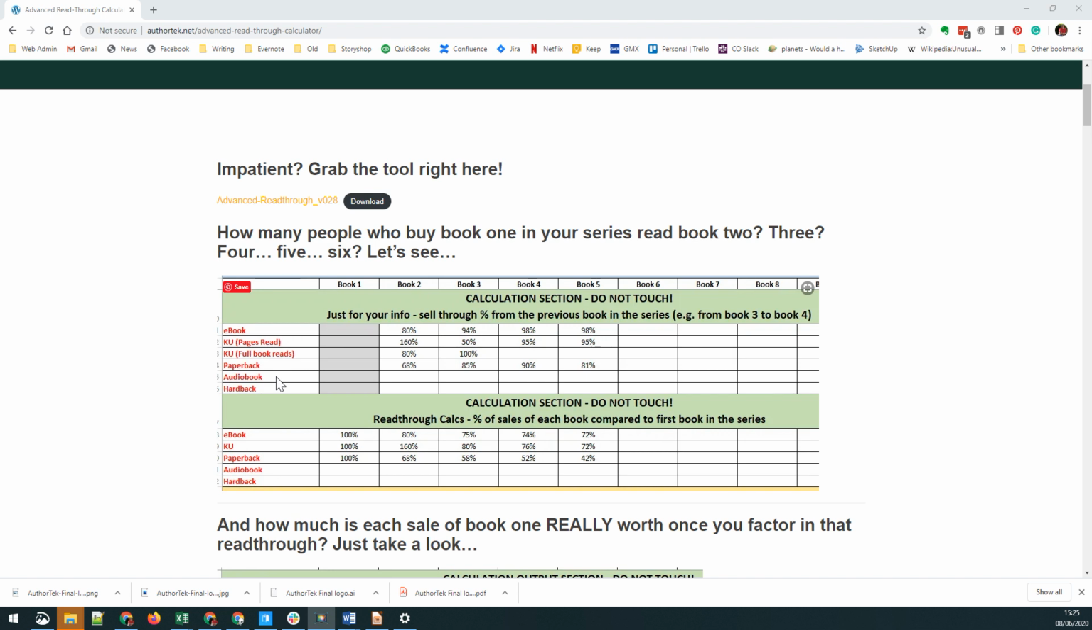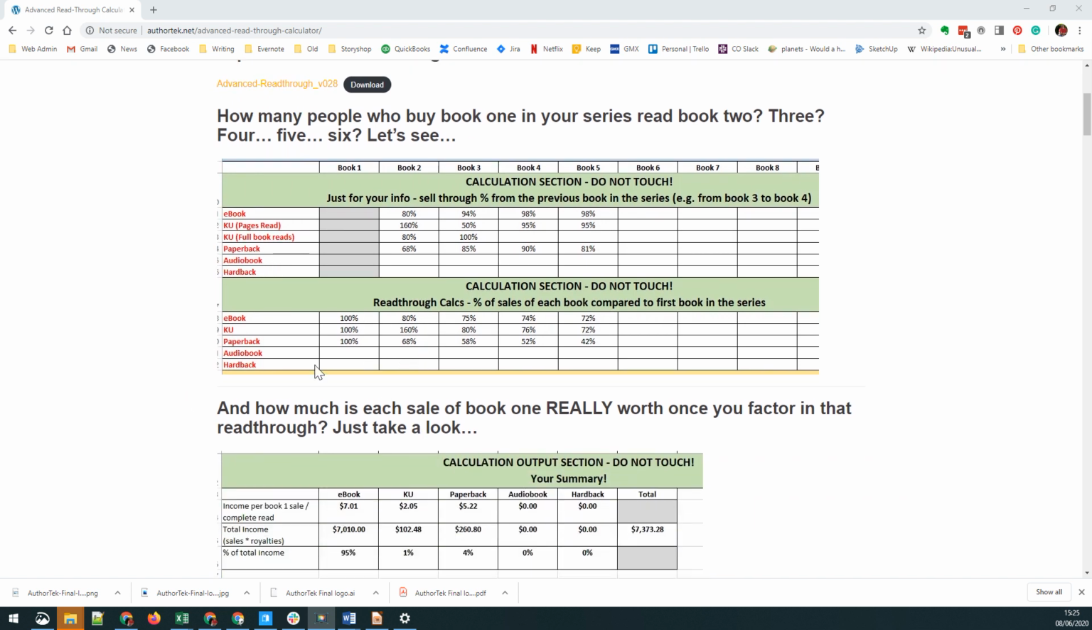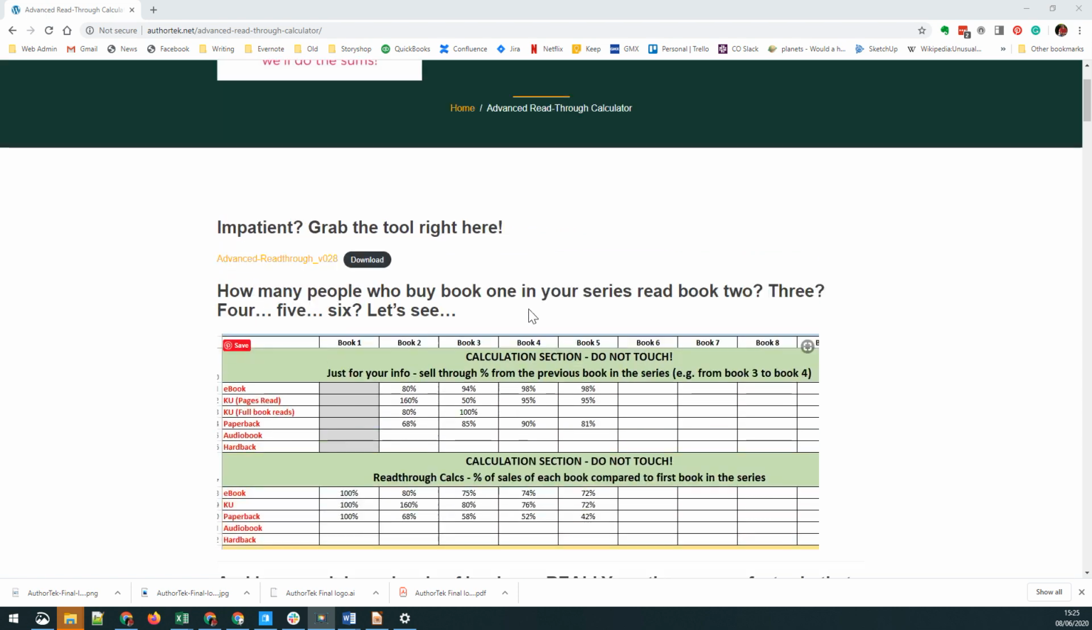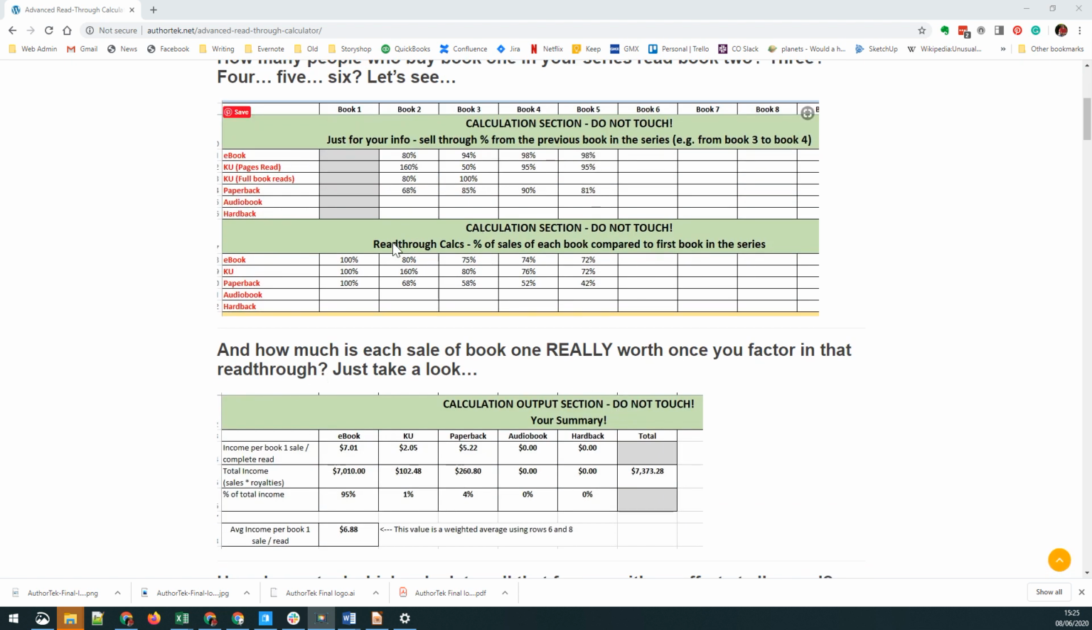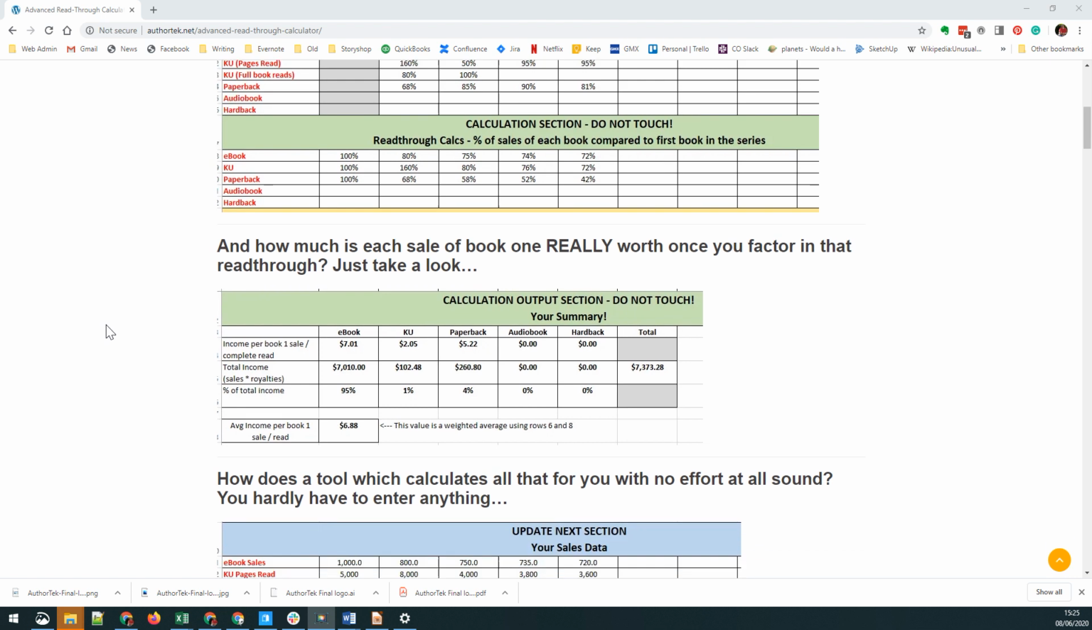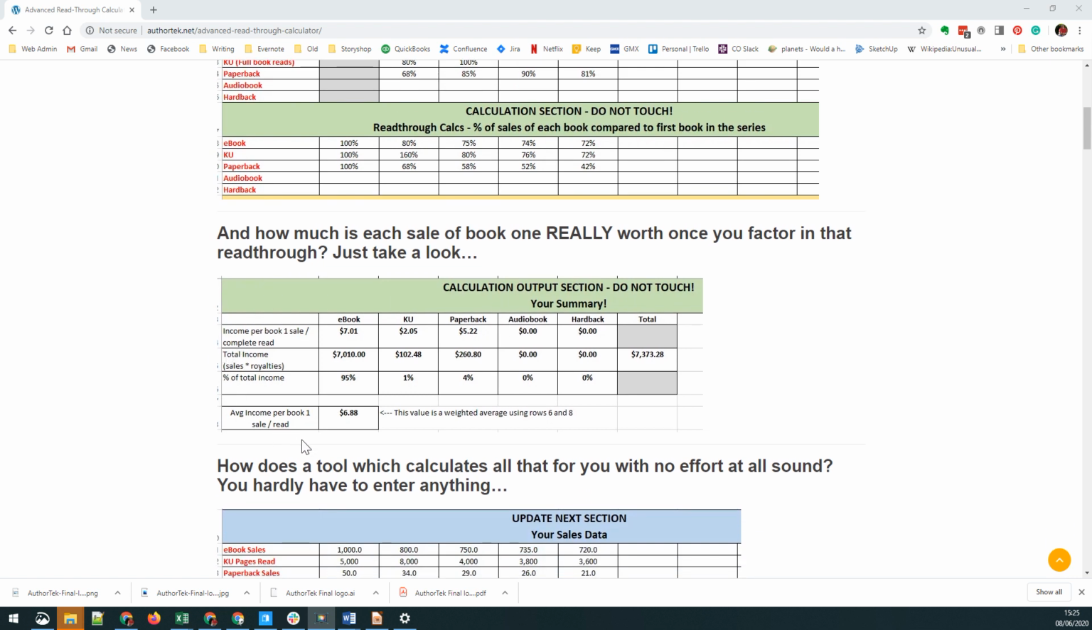And it'll show you the percentage of that, and it will also show you, which actually isn't listed on the site, I've just realised, how many people who buy book 1 read book 3, how many people who buy book 1 read book 4, and so on. And by entering the amount that each of those books brings in royalties, you get an output like this. So you actually find out for every sale of book 1, how much income you get. Now we have this broken down by ebook, KU, paperback, audiobook, and hardback categories. So you can have a look there and see the difference.